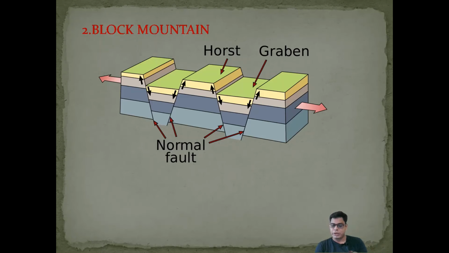If you take the example of Vosges, then Black Forest Mountain, these are examples of the block mountain. And a great example in India, perhaps you know, is the Satpura and Vindhya range. They are also a type of block mountain. Okay, so this we have to memorize. In between, two rivers are flowing, the Narmada and Tapi. Okay, so this is all about the block mountain.